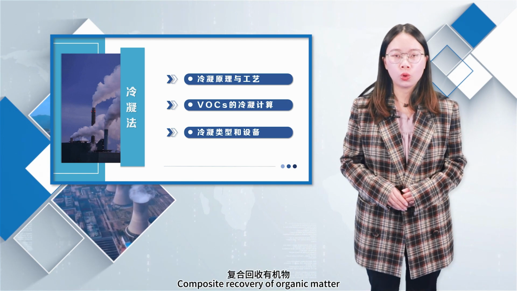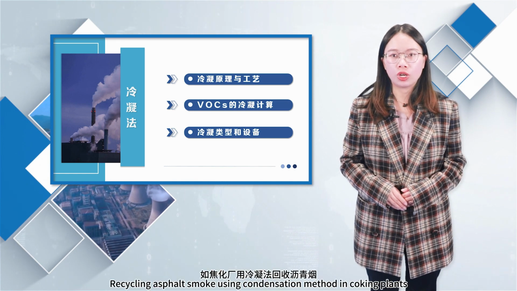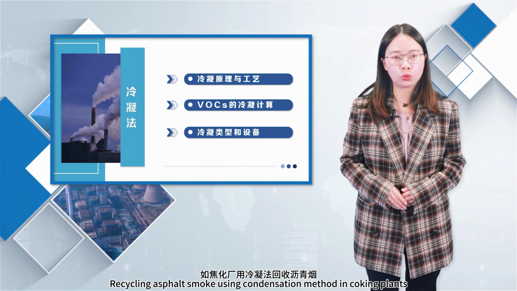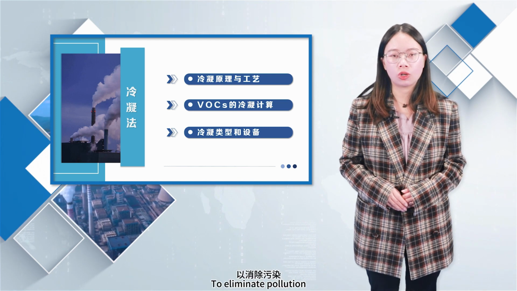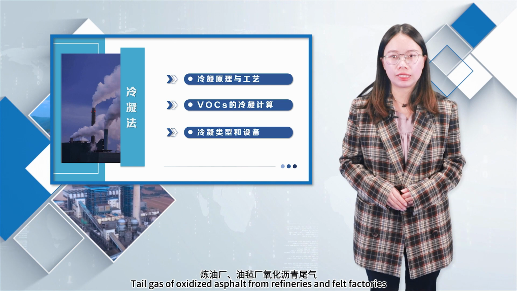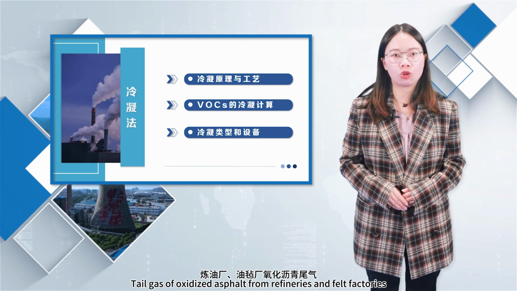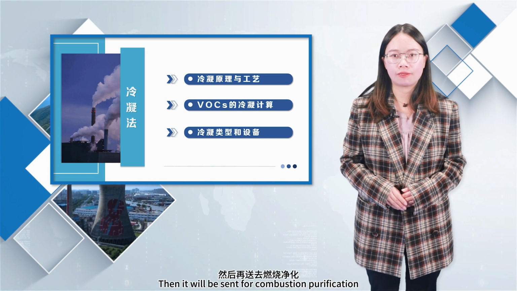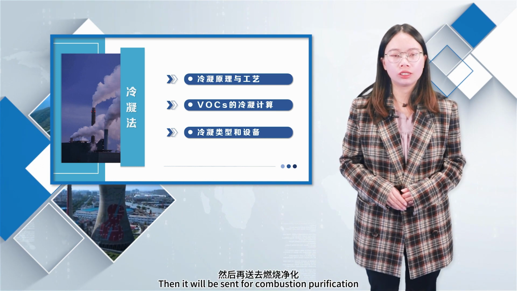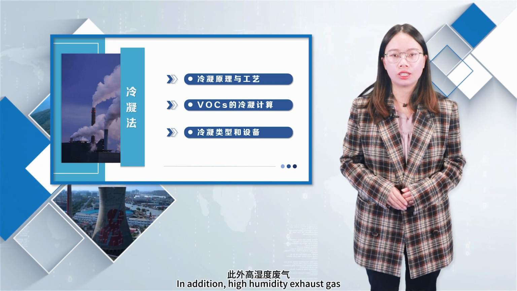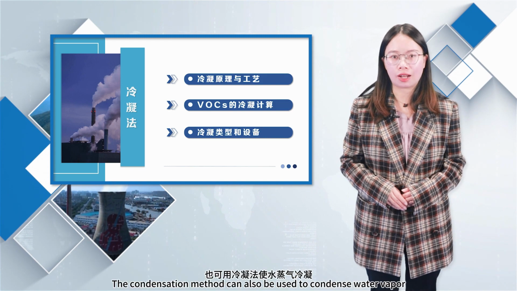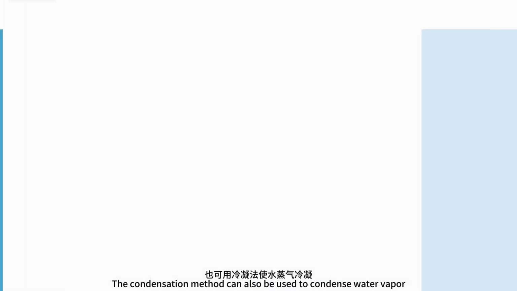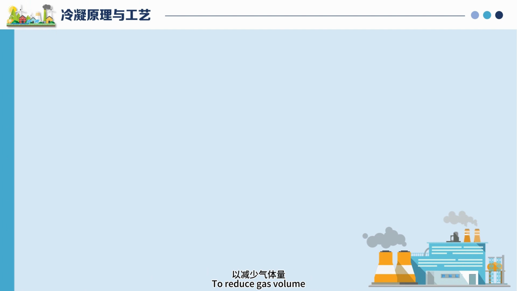Composite recovery of organic matter. Recycling asphalt smoke using the condensation method in coking plants to eliminate pollution. Tail gas of oxidized asphalt from refineries and felt factories also uses the condensation method to recover oil first, then it is sent for combustion purification. In addition, for high humidity exhaust gas, the condensation method can also be used to condense water vapor to reduce gas volume.